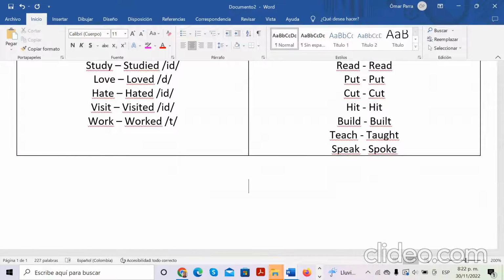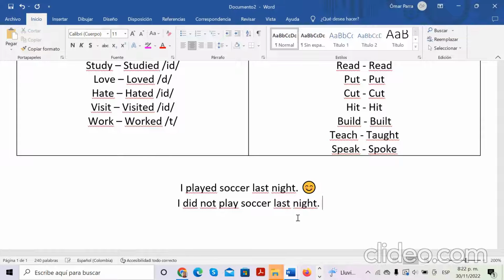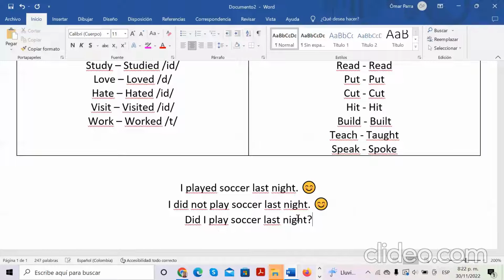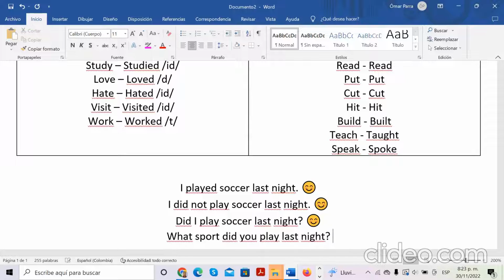Now here, I'm going to give you some examples of sentences that are correct and some others that are incorrect. I played soccer last night. This one, a happy face means it's okay, and a sad face means it is not okay. I played soccer last night is okay. I did not play soccer last night. It's also correct. Here is a question. Did I play soccer last night? This is also correct. And what sport did you play last night? Okay, this one is also correct.